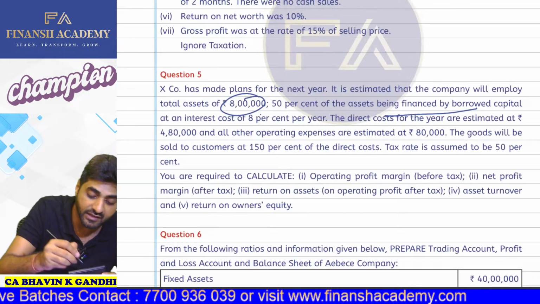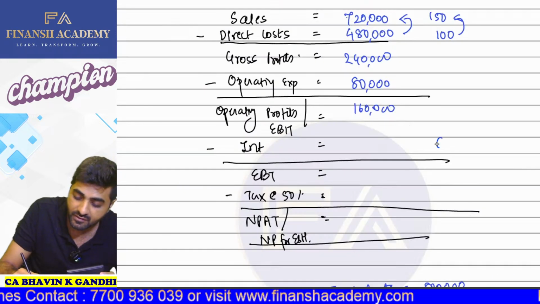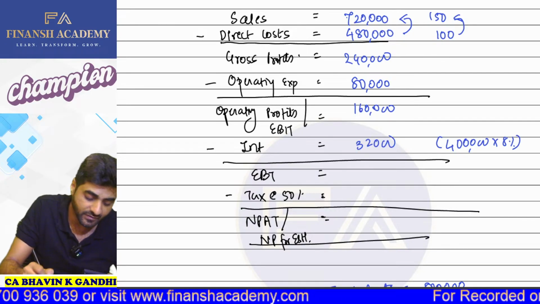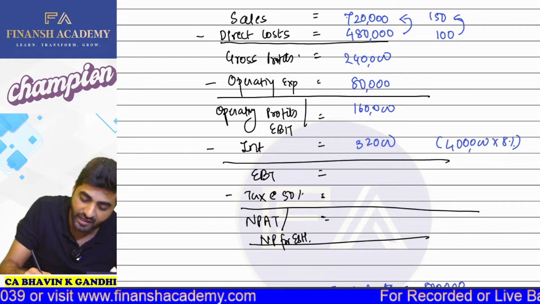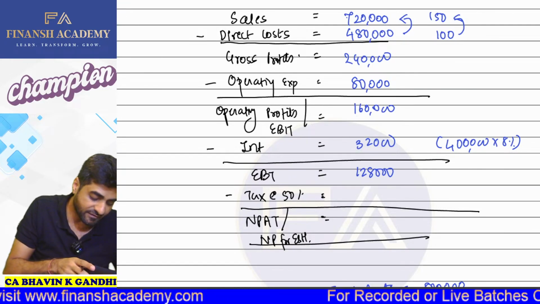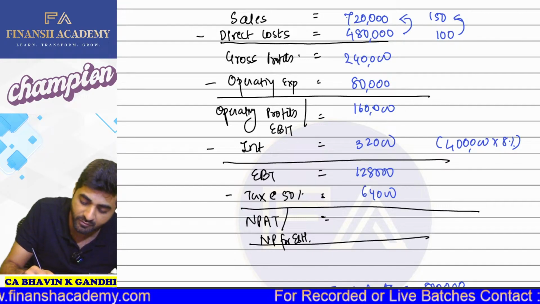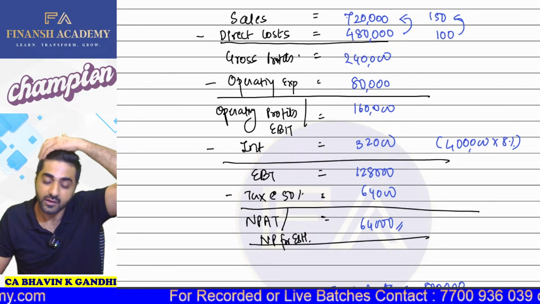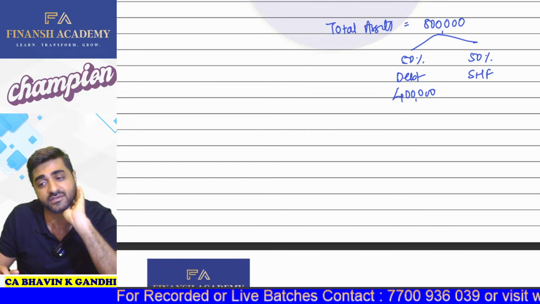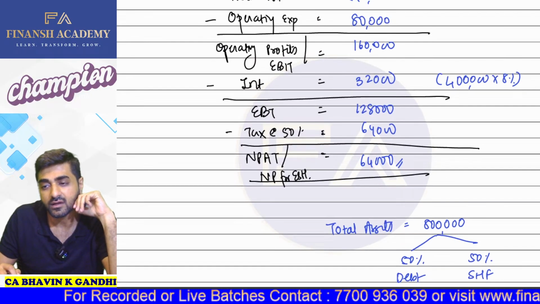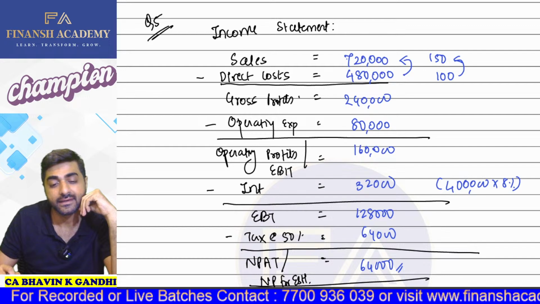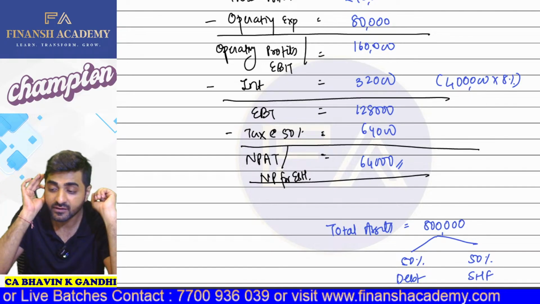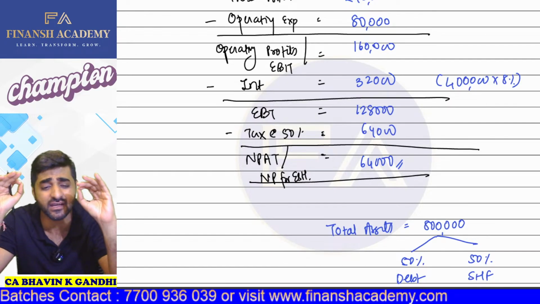And what's the rate of interest? The rate of interest here is 8%. So 4 lakhs, multiply that by 8%. So that is 32,000. So this will now be 1 lakh 28,000. The tax rate is 50%. So that is 64,000. So your net profit for equity shareholders will also be 64,000. So this is going to be your entire income statement. So we will finally be having your net profit for equity shareholders as 64,000. And now this will make our question very, very simple.